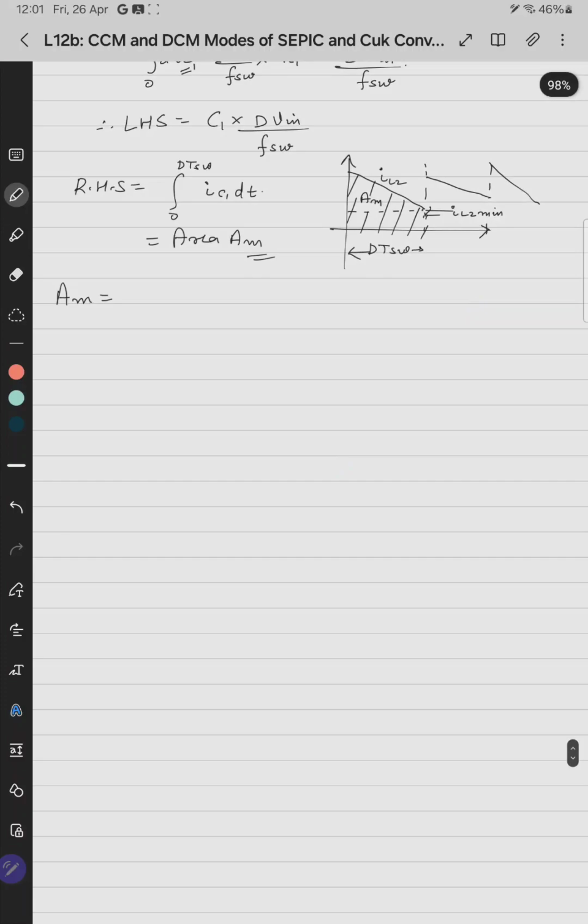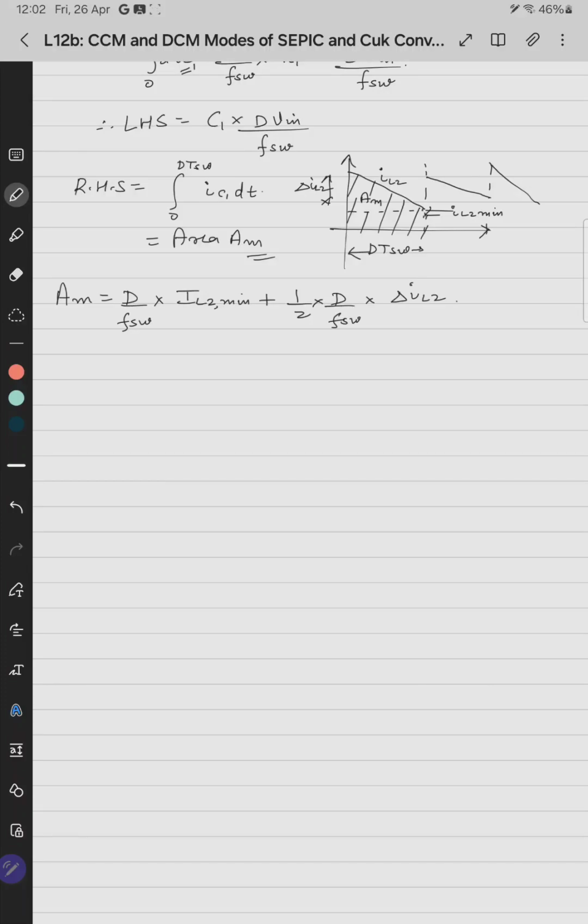What is the area of rectangle? Area of rectangle is length into breadth. Length is D into T switching or D by F switching into height. This height is IL2 minimum. So IL2 minimum, this, plus area of triangle, which is half into base, that is D by F switching, into half into base into height. Height is what? IL2 max minus IL2 minimum. So this is what? Delta IL2 into delta IL2.